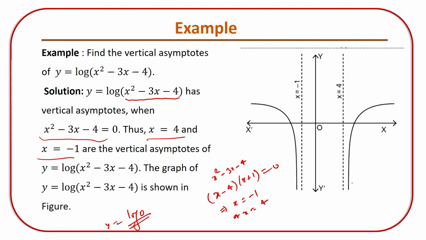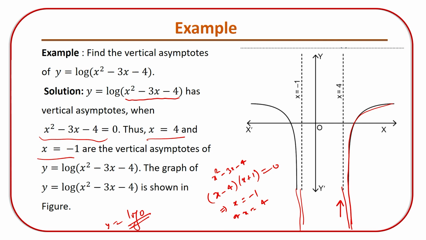And see here, this is x equal to 4, and the graph on one side, the lower one, looks like it is going to merge at x equal to 4. Similarly here they are merging with each other at x equal to minus 1.